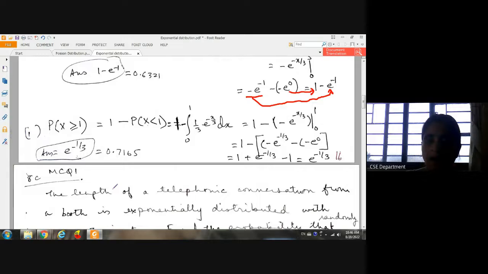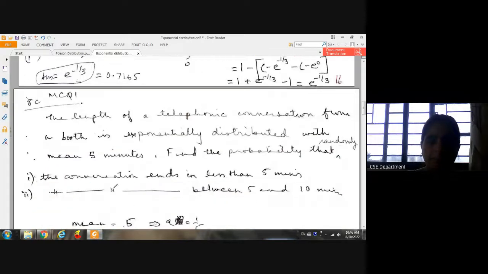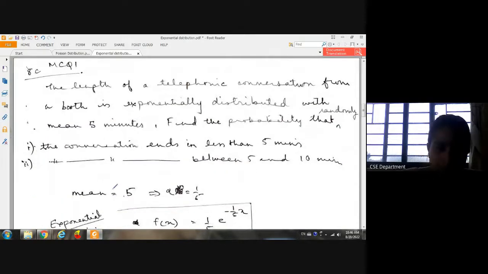Okay. Now, next, take another problem. The length of a telephonic conversation from a booth is exponentially distributed with mean 5 minutes. Find the probability that the conversation ends in less than 5 minutes. The conversation ends in between 5 and 10 minutes.